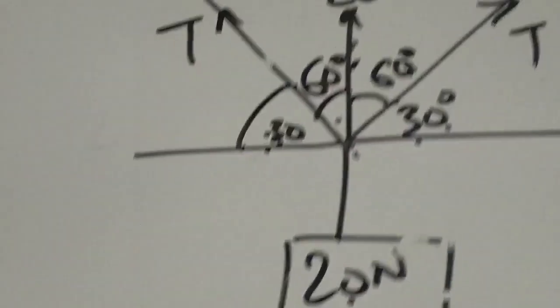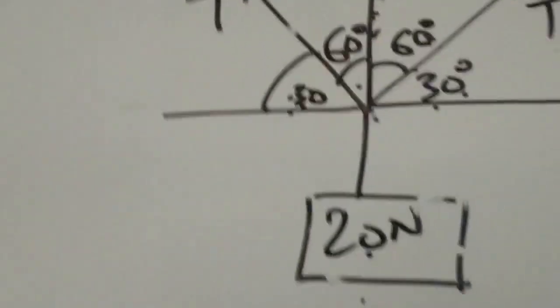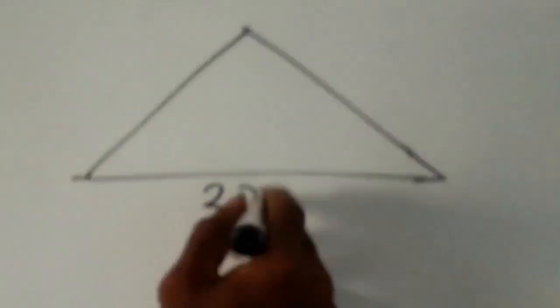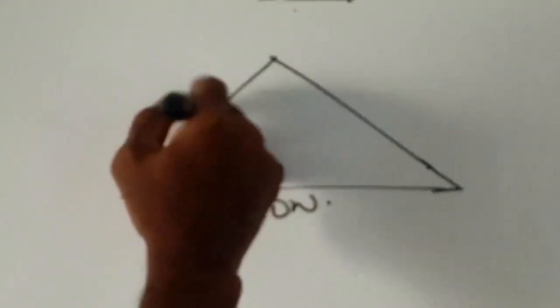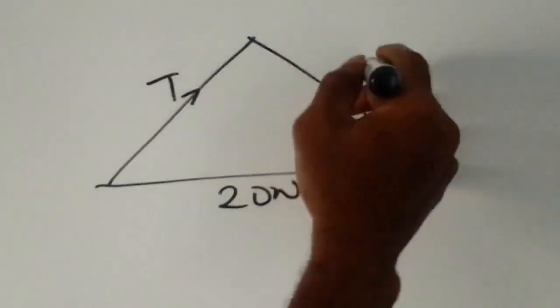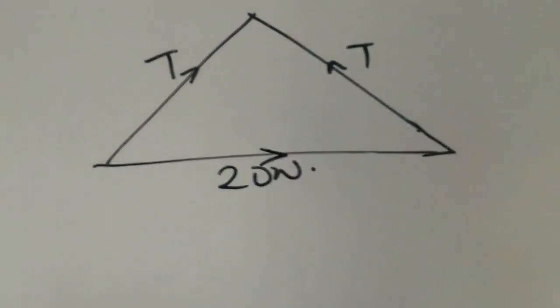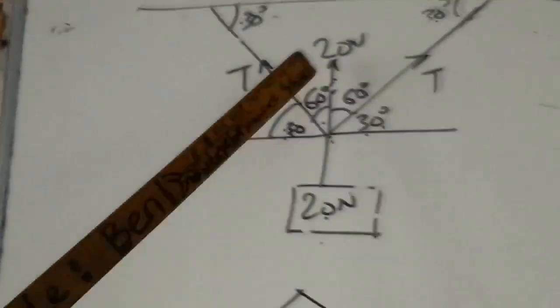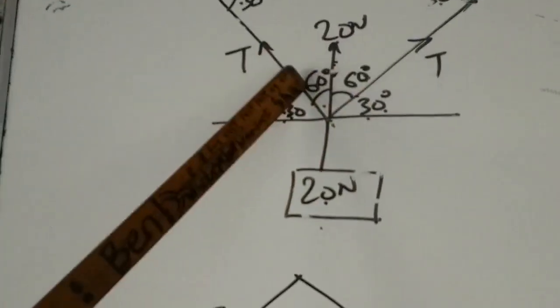Having resolved that, we now draw a triangle. We'll take the base of the triangle as our weight, 20 newton. This is the tension, also tension there. Now the angle between the weight and each of the ropes or each of the cords is 60 degrees. So 60 here, 60 there.